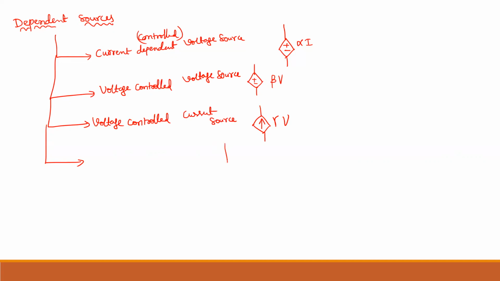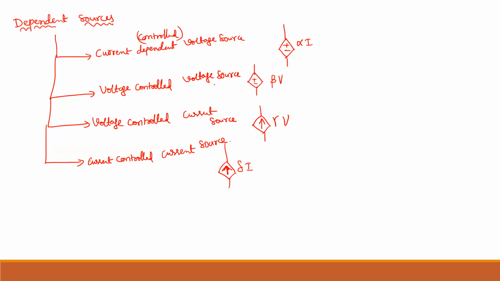Now, if I have a current source which depends on some current, what can we represent? It is basically a current source, because inside of that we have a current source symbol, and it depends on current. You can say that it is a current controlled current source. These are the four dependent sources we have.